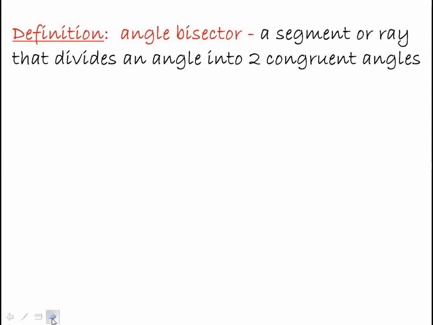Our next definition is angle bisector. We actually discussed this definition a little bit a couple of sections ago. An angle bisector is either a segment or ray that divides an angle into two congruent angles.